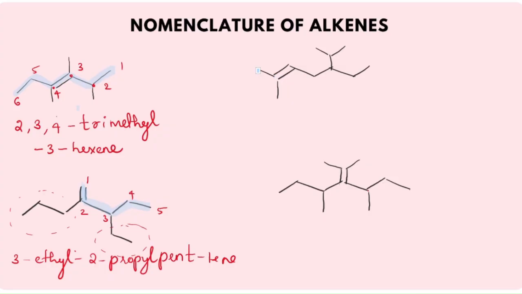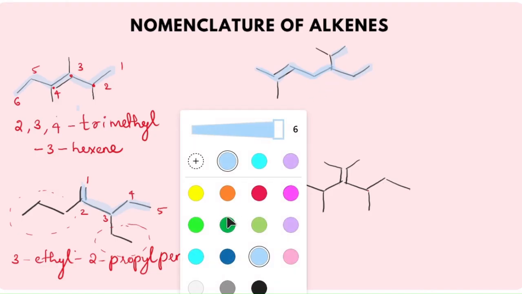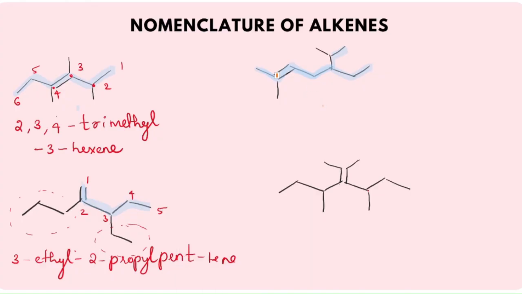Now let's take the third molecule. For the third molecule, either we can choose the longest chain like this, right? So 1, 2, 3, 4, 5, 6, 7, or 1, 2, 3, 4, 5, 6, 7. Now, which one to choose? We choose in such a way that it will have more number of substituents. If I take it like this, we have 1 and 2. But if I take it like this, right? Methyl, ethyl, methyl, more number of substituents. Therefore, this is the longest chain.